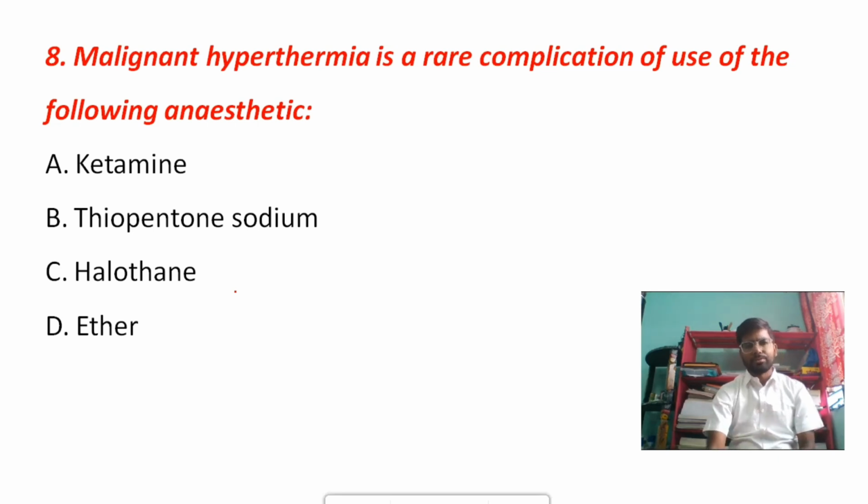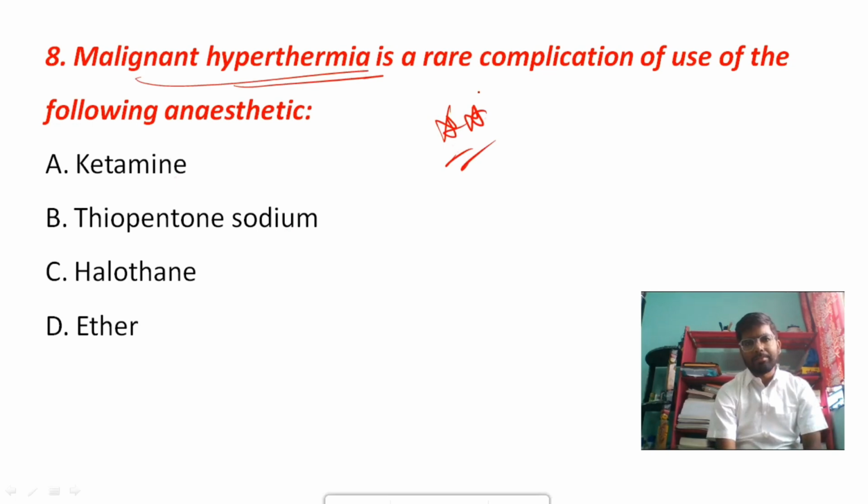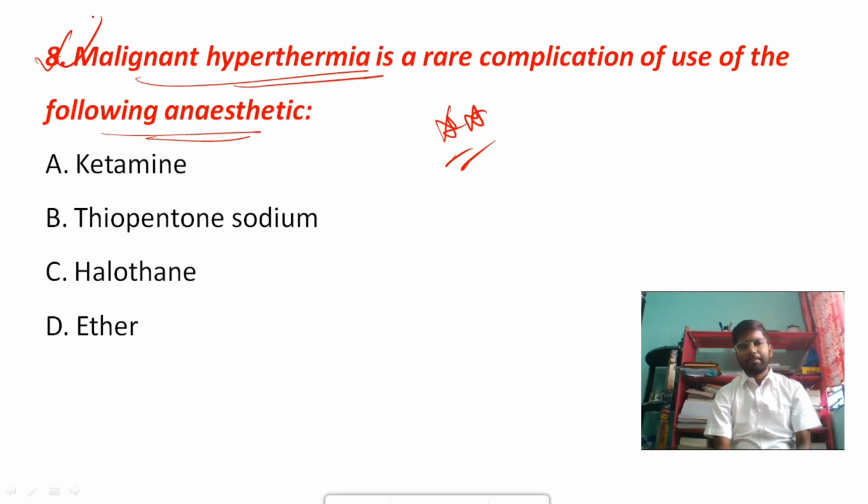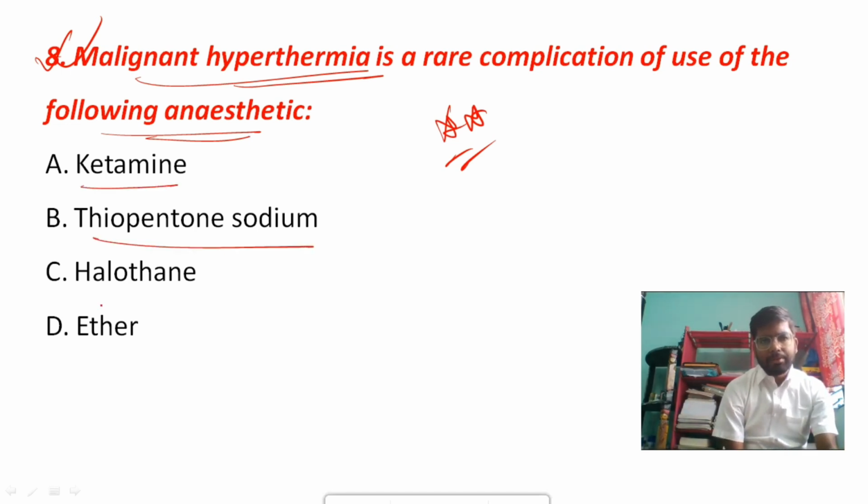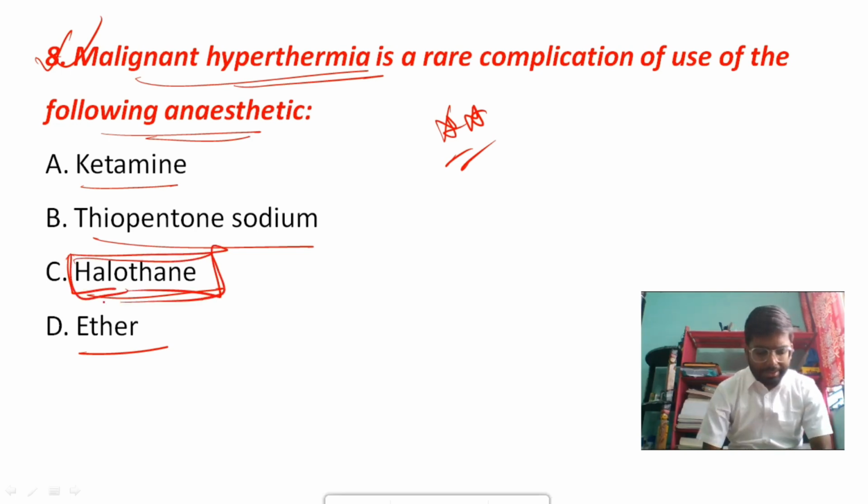Then coming to the next question, I think it is also a very important question. Malignant hyperthermia is a rare complication of which of the following anesthetic? This is very important. Okay, malignant hyperthermia, that means body temperature surprisingly will increase. Okay, options are ketamine, thiopental sodium, halothane, and ether. See, your answer will be halothane. Halothane is a fluorinated inhalation anesthetic which can cause malignant hyperthermia.